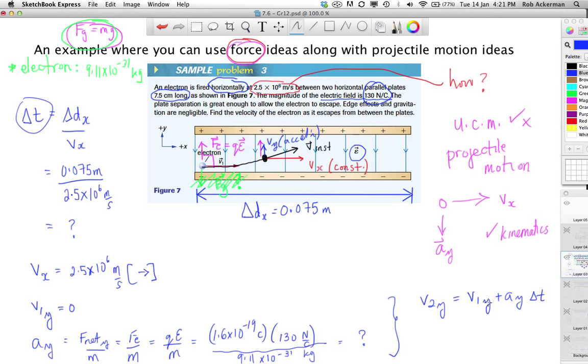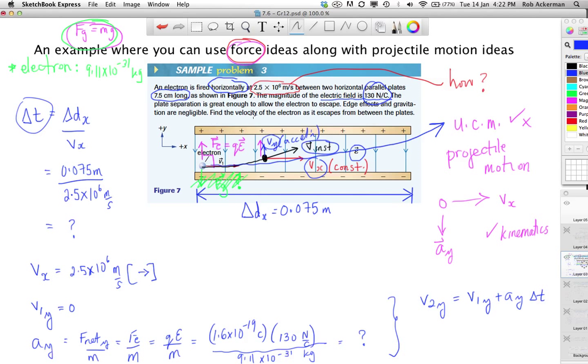Is this all coming back to you now? I hope it is, because you need to study this at the end of the course for the exam anyway for projectile motion, so now you're killing two birds with one stone. What were they asking us? Find the velocity of the electron as it escapes. That means to find this, the instantaneous velocity made up of Vx and Vy as the electron follows its curved path and emerges from the parallel plates.